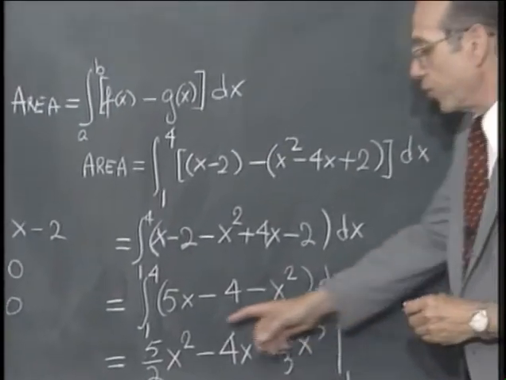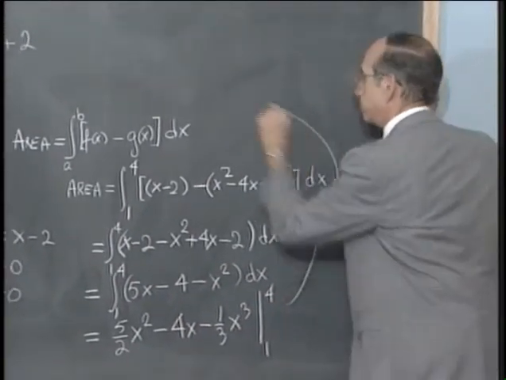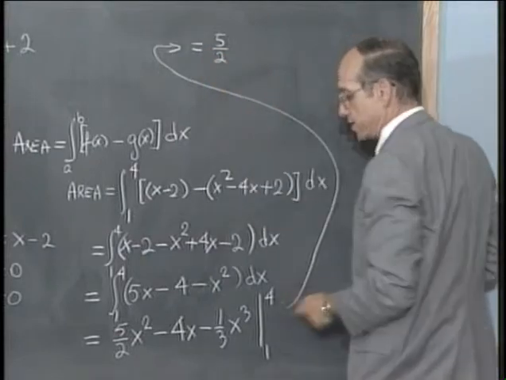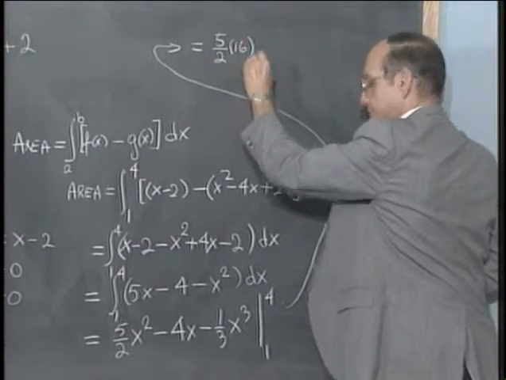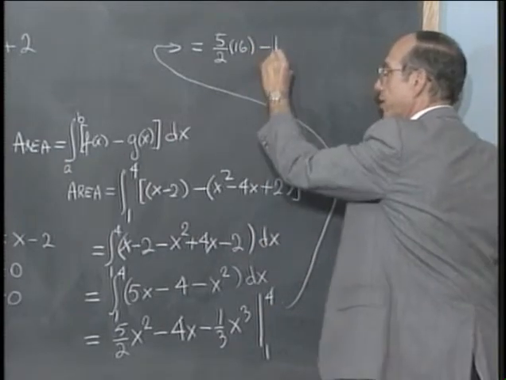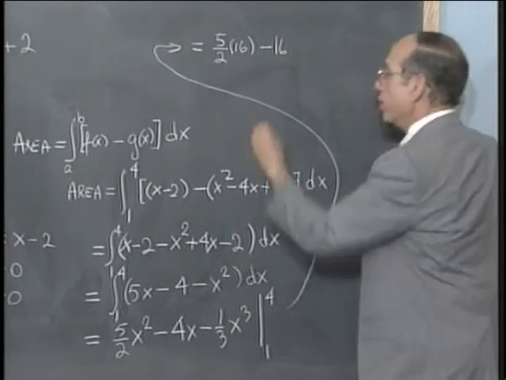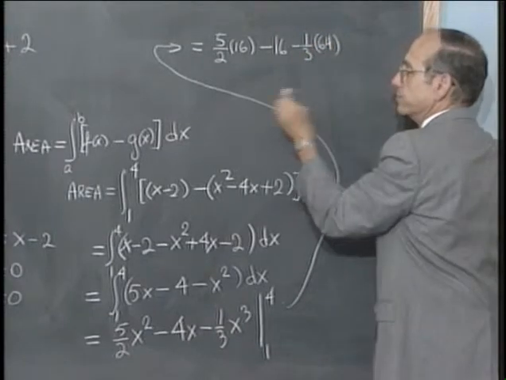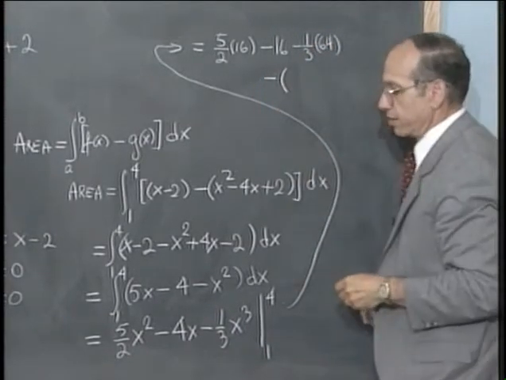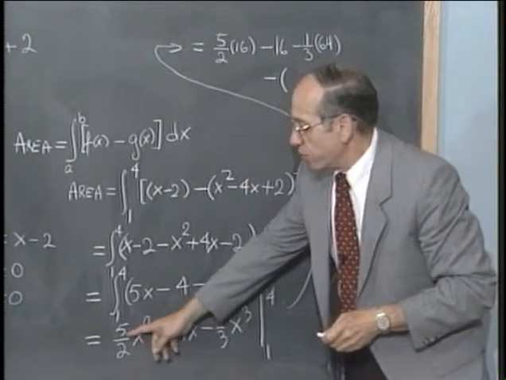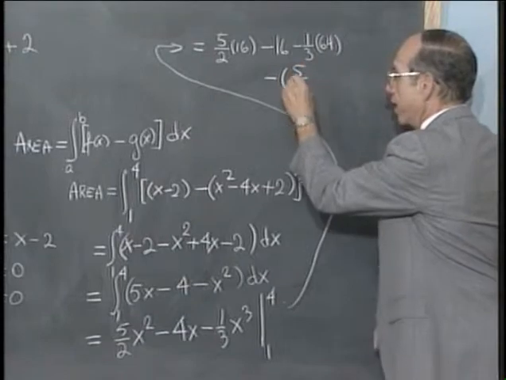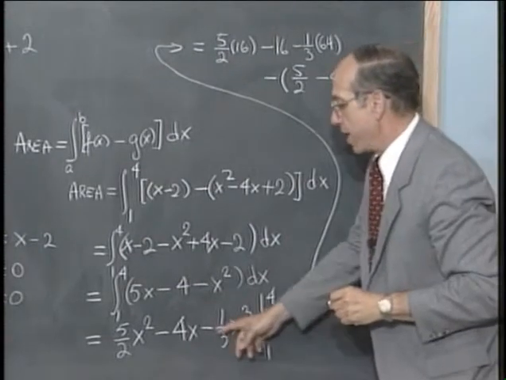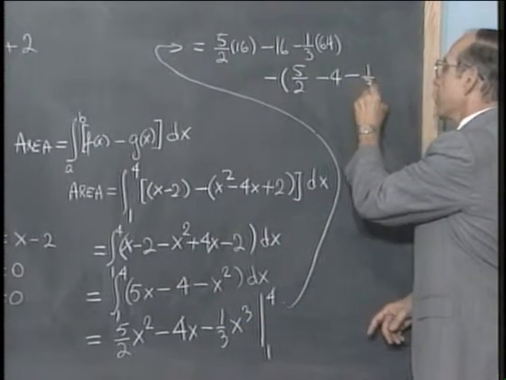I substitute x equal 4 into this expression, and I get 5 halves times x squared. X is 4, x squared is 16, minus 4 times 4 is 16, minus 1/3 of x cubed, and 4 cubed is 64. From this, I have to subtract the value I get when x equals 1. At x equal 1, I get 5 halves times 1 squared, which is 5 halves, minus 4 times 1 is minus 4, and minus 1/3 times 1 cubed is minus 1/3.